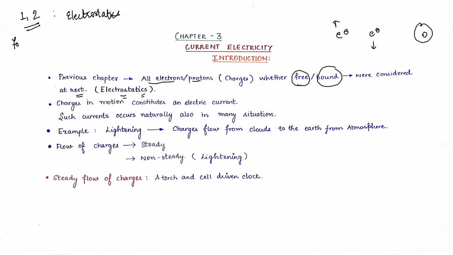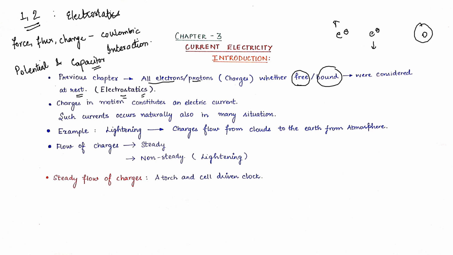We learned about the force lines. We learned about the flux. Then we learned about the charges and their Coulombic interaction, and so on. In the second chapter, we read about the potential and capacitors. So now it's the third chapter, which is also with respect to electrostatics.